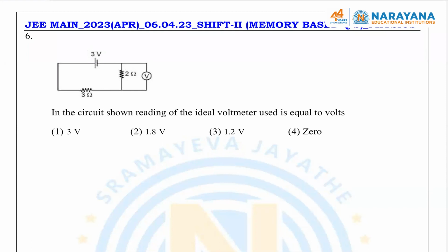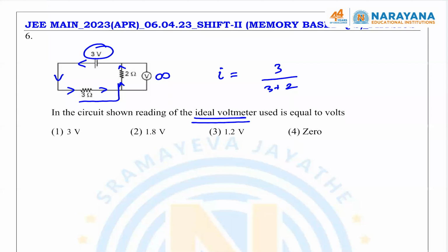All right, so let's move on to the next question. In the circuit shown, question number 6, we want to find the reading of the ideal voltmeter. When we have an ideal voltmeter, that means it has infinite resistance. So if this resistance is infinite, the current in the circuit will flow like this. And the current would be simply 3 over 3 plus 2. 3 is the voltage and total resistance is 3 plus 2, 5. So 3 by 5 ampere.